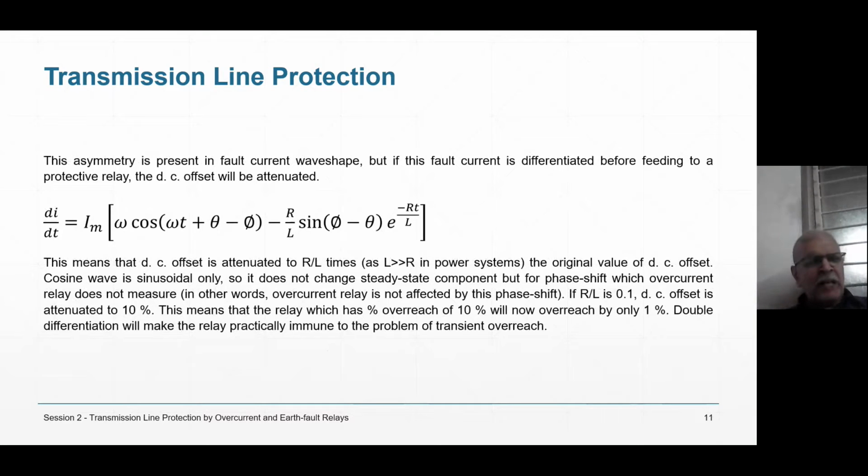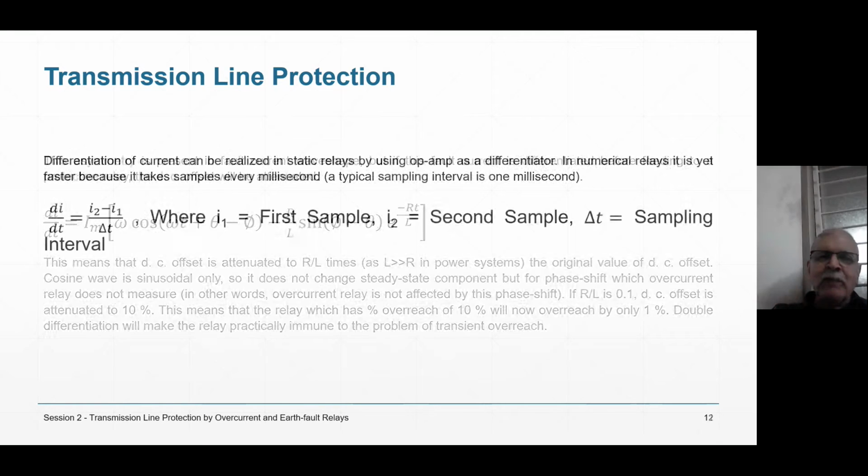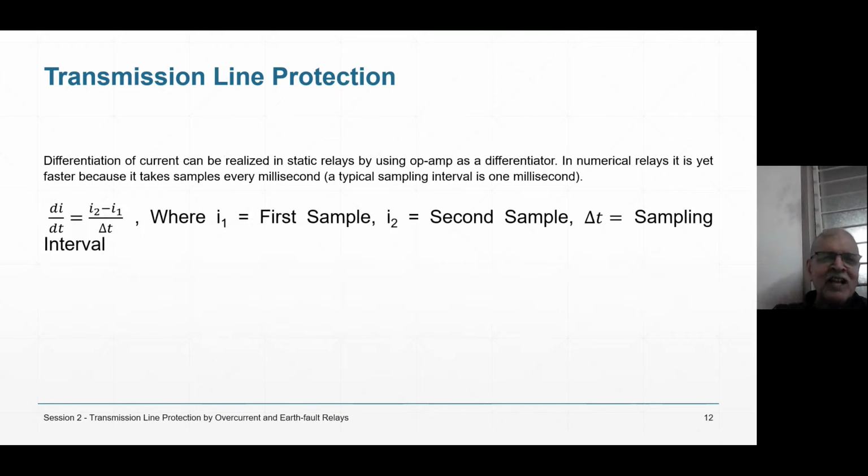It is taking a sample at every 1 millisecond. So di by dt is what? I2 minus I1. Second sample minus first sample upon delta t. That is the time interval, 1 millisecond. That gives me di by dt. So I need only 2 samples and I will find out di by dt. So di by dt attenuates the DC offset.